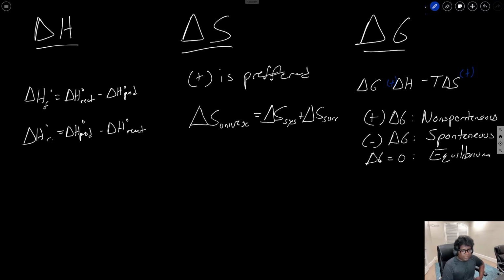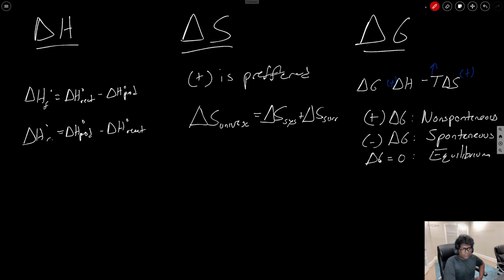Well, let's think about it. So if it's positive here and it's positive here, if delta T was 1 and they both have the same value, you're basically canceling each other out. So you're going to need to create a very high temperature, or at the very least, something high enough to cancel this out. So if these are positive, you need to have high temperature.